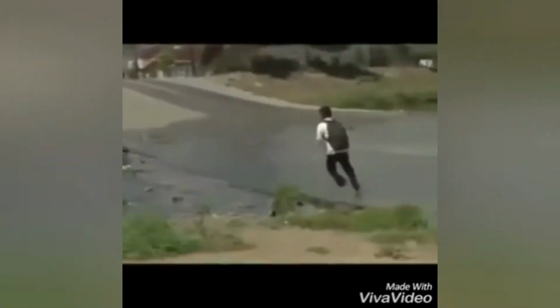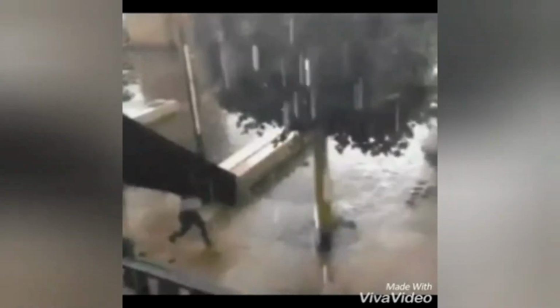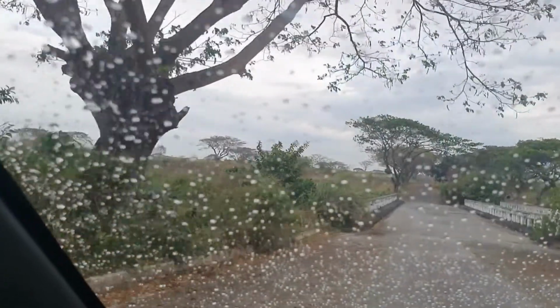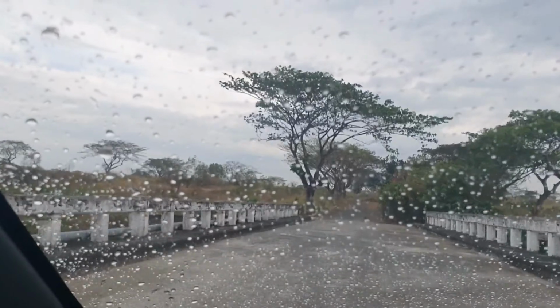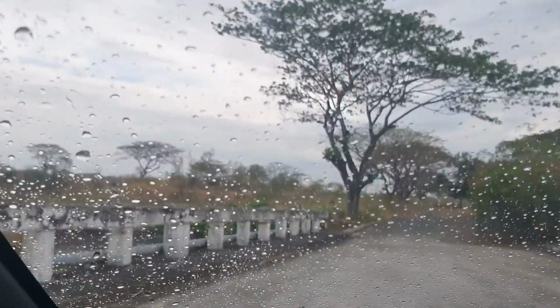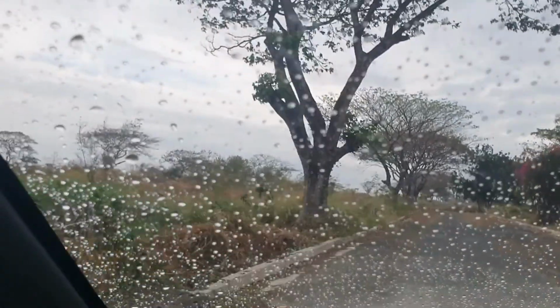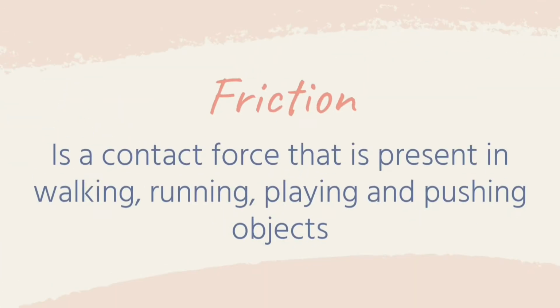Did you experience slipping on the pavement? Did you feel embarrassed? What conditions caused you to slip? Did you slip when the pavement was wet or dry? Most accidents happen during rainy days because the road is slippery when wet. It is harder to stop a vehicle on wet roads. You yourself will most likely slip if you don't wear your pair of rubber shoes. This describes the effect of friction. Friction is a contact force that is present in walking, running, playing, and pushing objects.